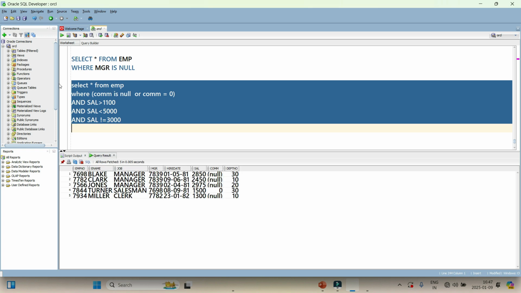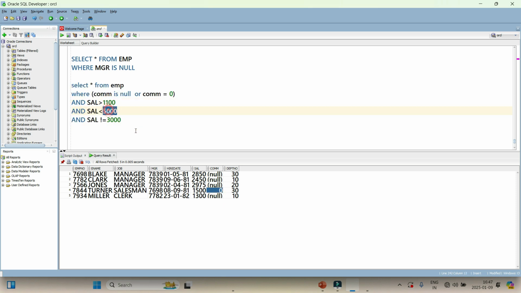You run the query and now we are getting one more additional row for that particular employee who is making 0 as a commission. So what was the question? The question was that we want to see those employees who are making no commission, that includes null also and 0 also, and whose salary is greater than 1100, less than 5000 and exactly not equal to 3000. So this is the query that you can write.